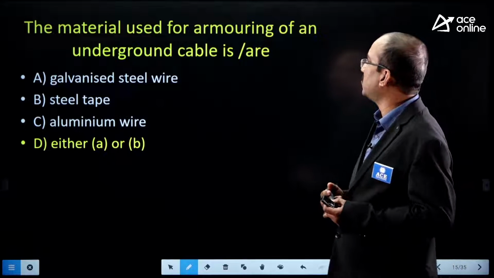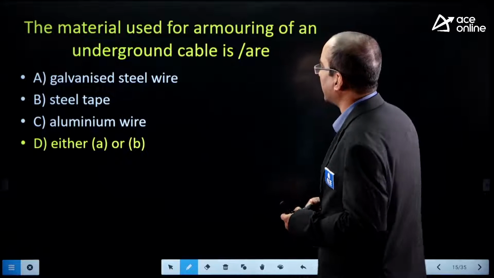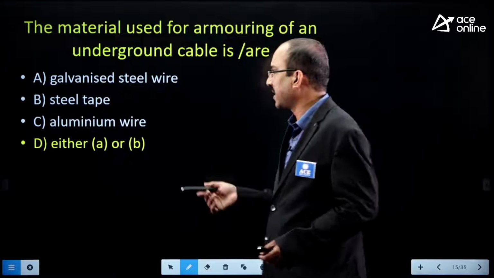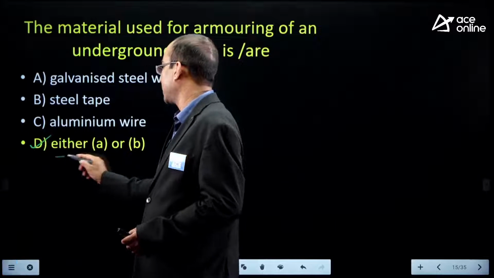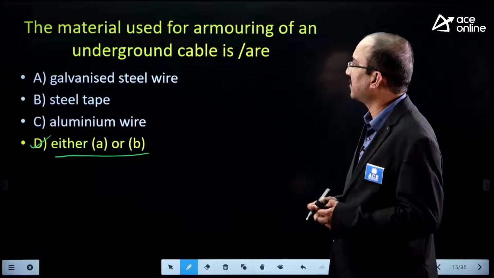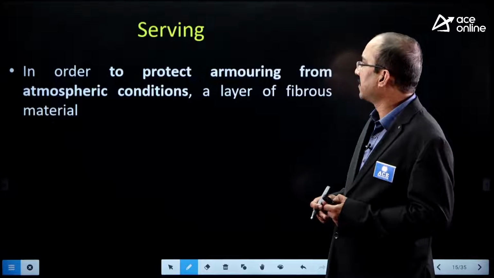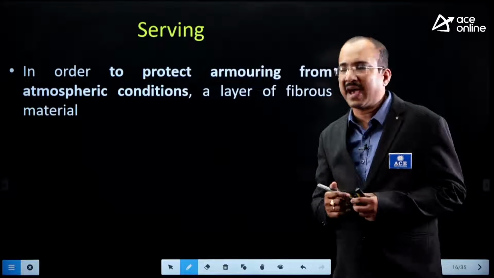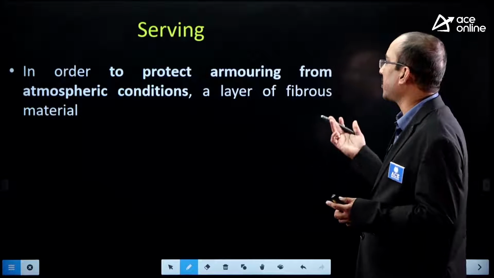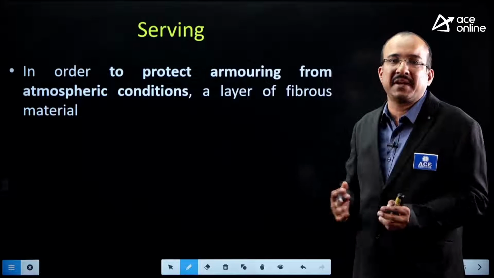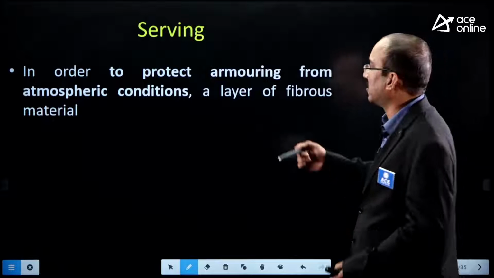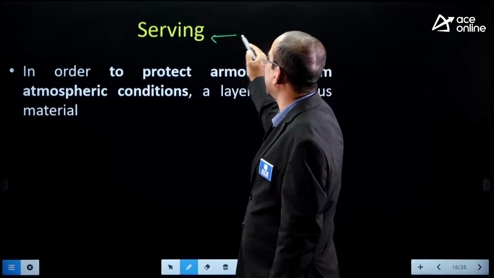The material used for armoring of an underground cable is: galvanized steel wire or steel tape, aluminum wire, A or B. So the option is A or B. It can be either galvanized steel wire or steel tape. Over that we have the serving. What is the purpose of serving? To protect the armoring from atmospheric conditions, which may result in corrosion. To avoid corrosion also, we use this serving.